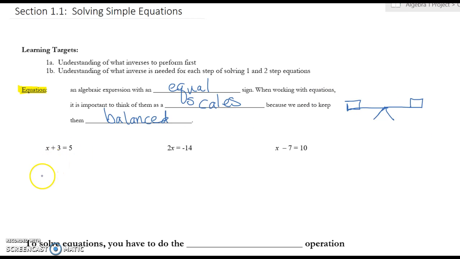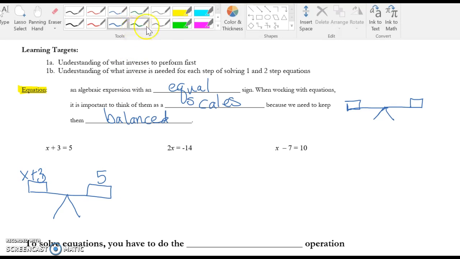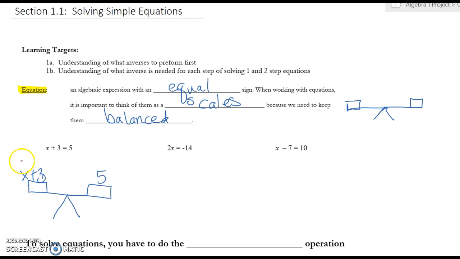Okay, so we're going to model this with what a scale looks like. On a scale, you're going to have two things, and it's supposed to stay balanced. Sorry, my scale's a little crooked. Right now, I have x plus 3 and 5. Well, in order to be balanced, they both have to be 5. So what number plus 3 gives me 5? That's right, it's 2. So I know that x has to be 2, and 2 plus 3 is 5. And so I have 5 on both sides. So that's how I kept it balanced.